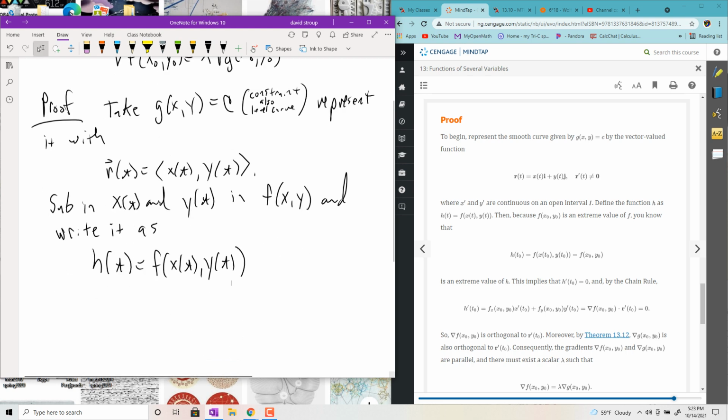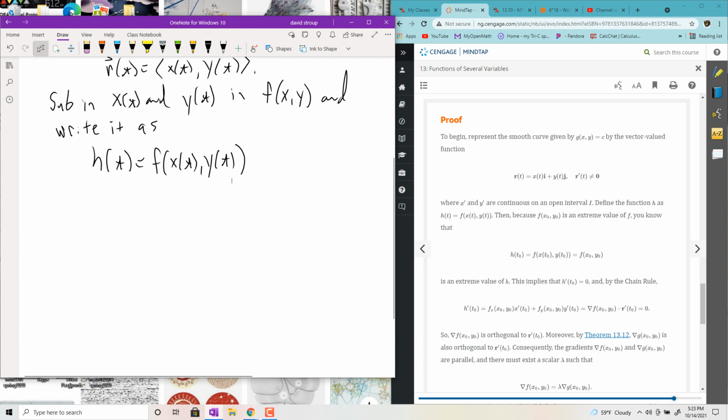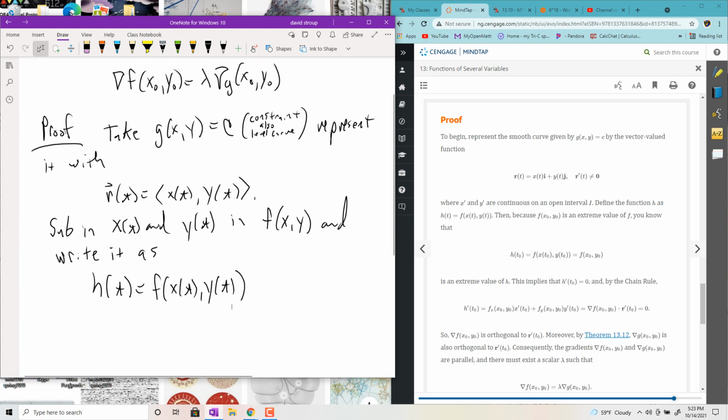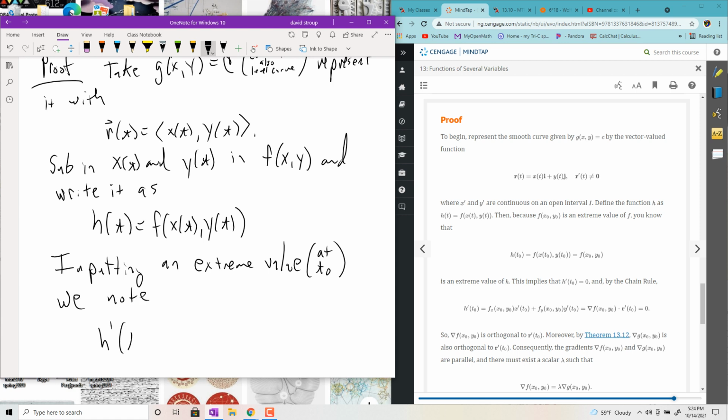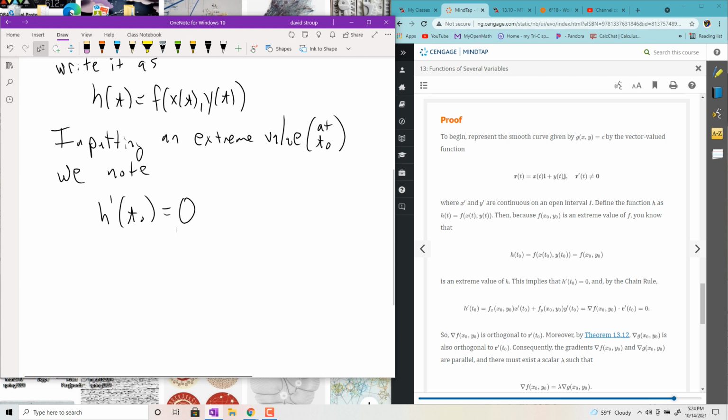If you have a nice extreme value, so somehow you're able to take the function and put the constraint function in, remove one of the variables, get the partial derivatives and find the critical numbers. If you take one of those critical numbers and put it in here, given all these conditions, h prime of t at that point will equal 0. So inputting an extreme value, which we'll say is at t sub 0, we note h prime of t sub 0 will equal 0. That's from Calc 1. If you have an extreme value and the derivative exists, it's going to equal 0.